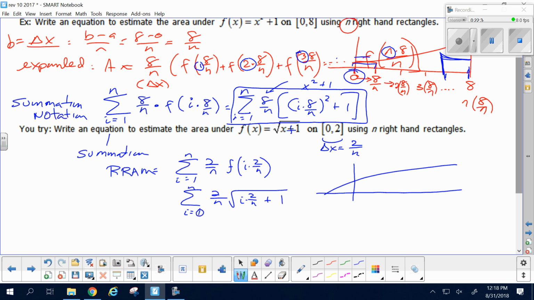So for left hand, this should stay 1. It would go from 0 to n minus 1. So if it asked you to interpret that, you would also have to be saying this: this is an estimation of the area under the square root of x plus 1 from 0 to 2 using left-hand rectangles. Okay.